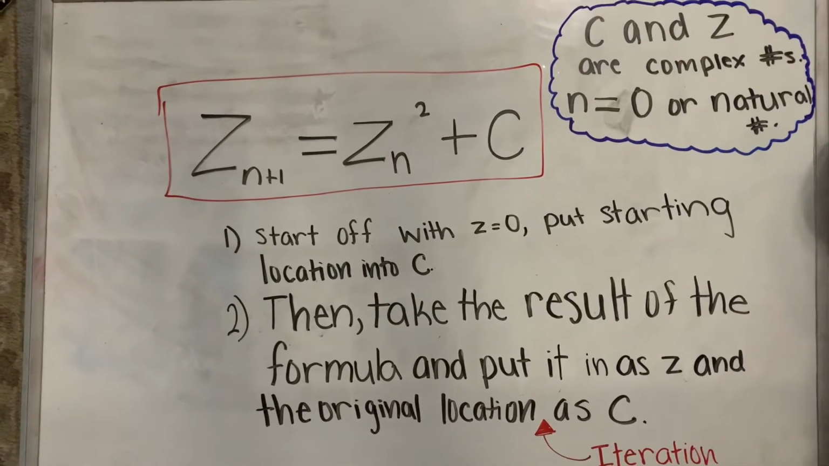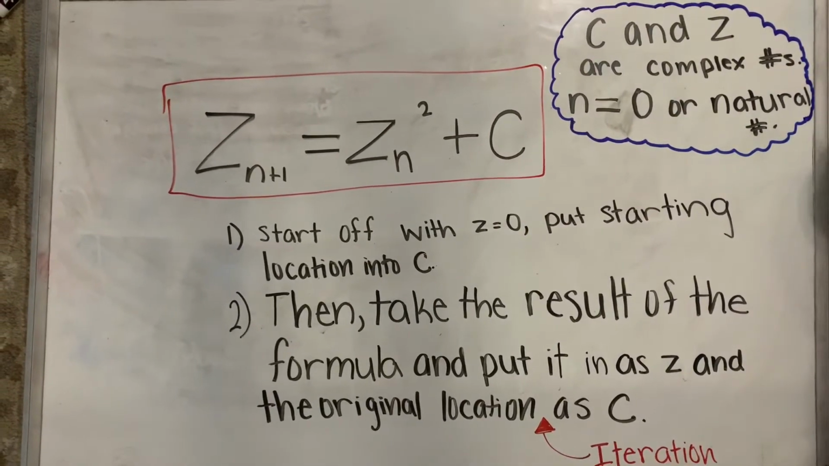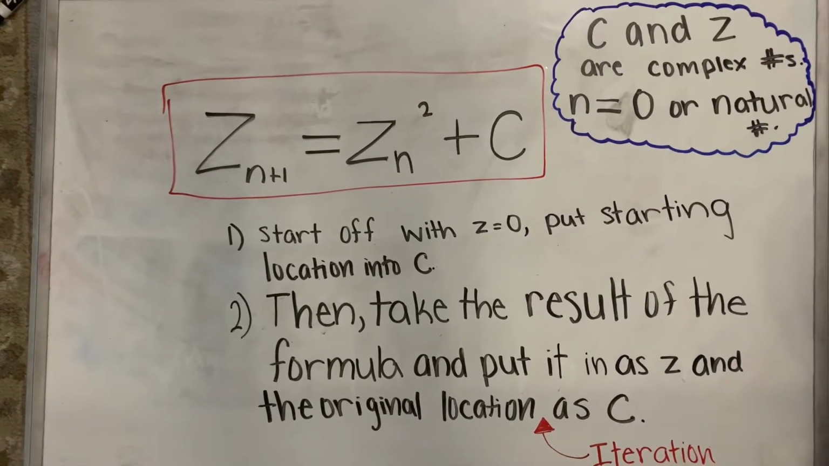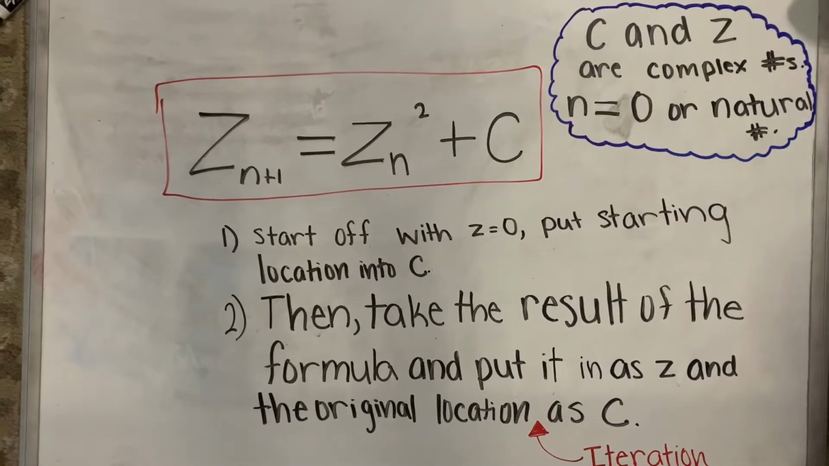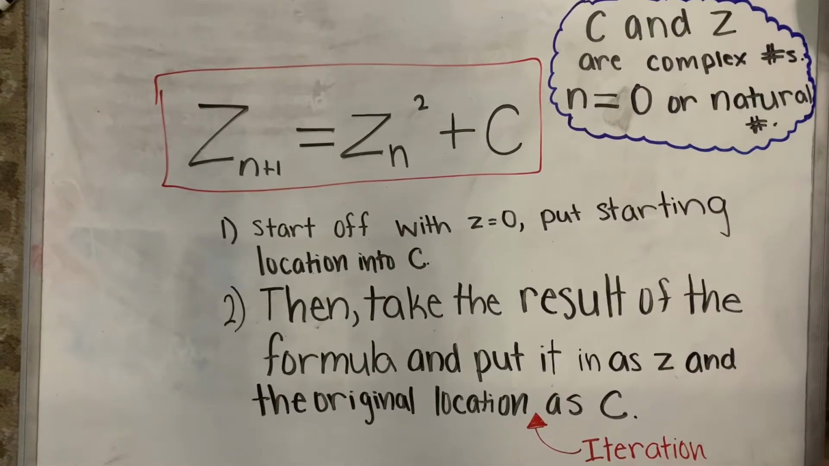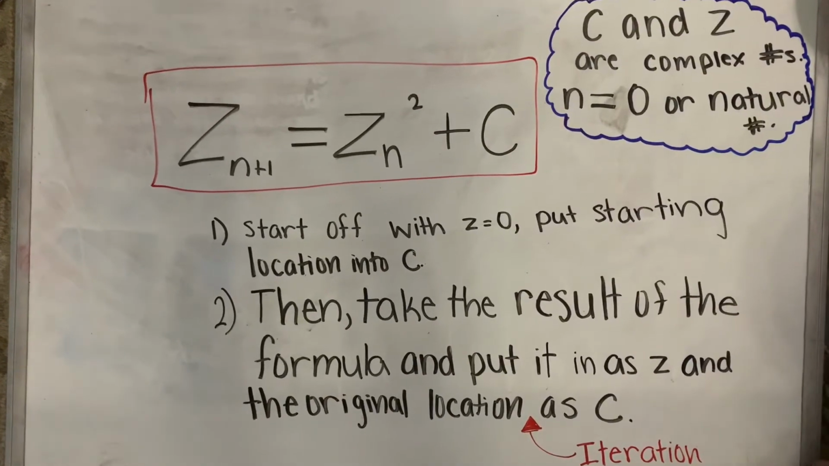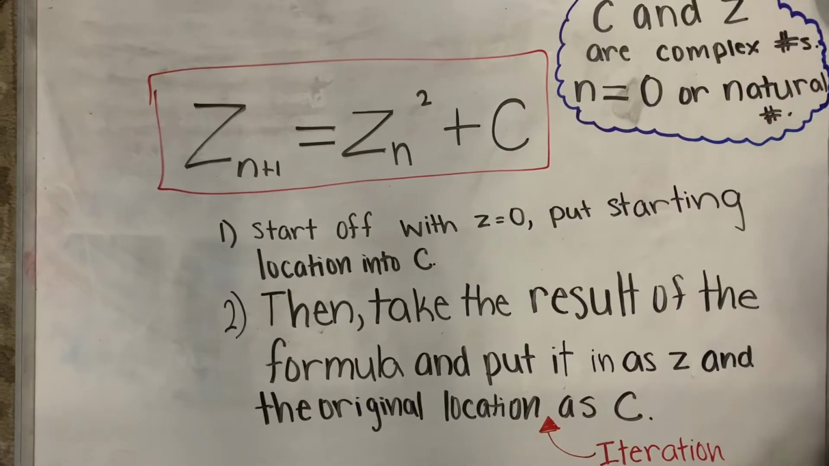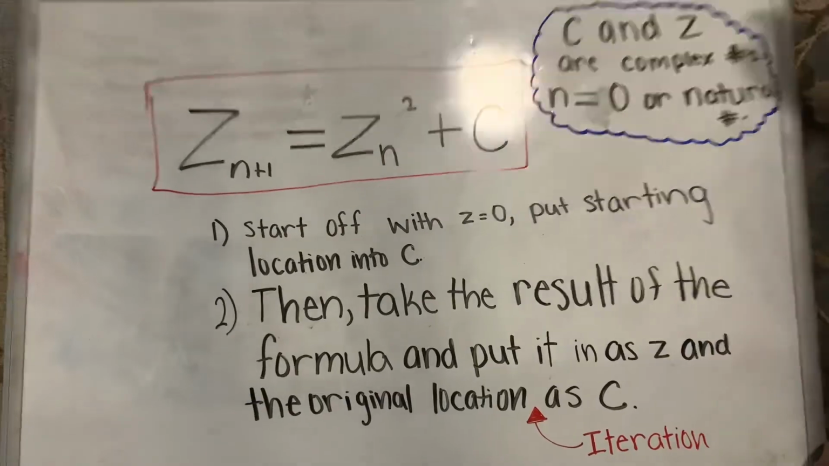This is the equation for the Mandelbrot set. z_(n+1) = z_n^2 + c, where c and z are complex numbers, n equals 0 or a natural number. First, start off with z equals 0. Put the starting location into c. Then take the result of the formula and put it in as z and the original location as c. This is an iteration. I'll give an example now.